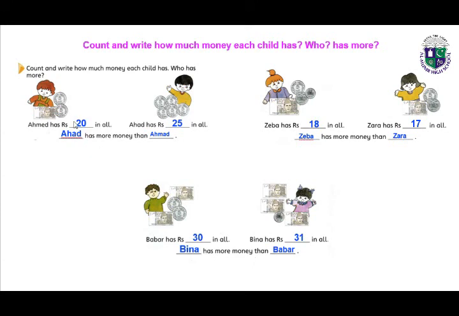Clear? Now you can see in this picture Ahad has more money than Ahmed, in this picture Zeba has more money than Zara, and here Bina has more money than Babar. So hopefully in this class you understood how we use the currency to buy things.